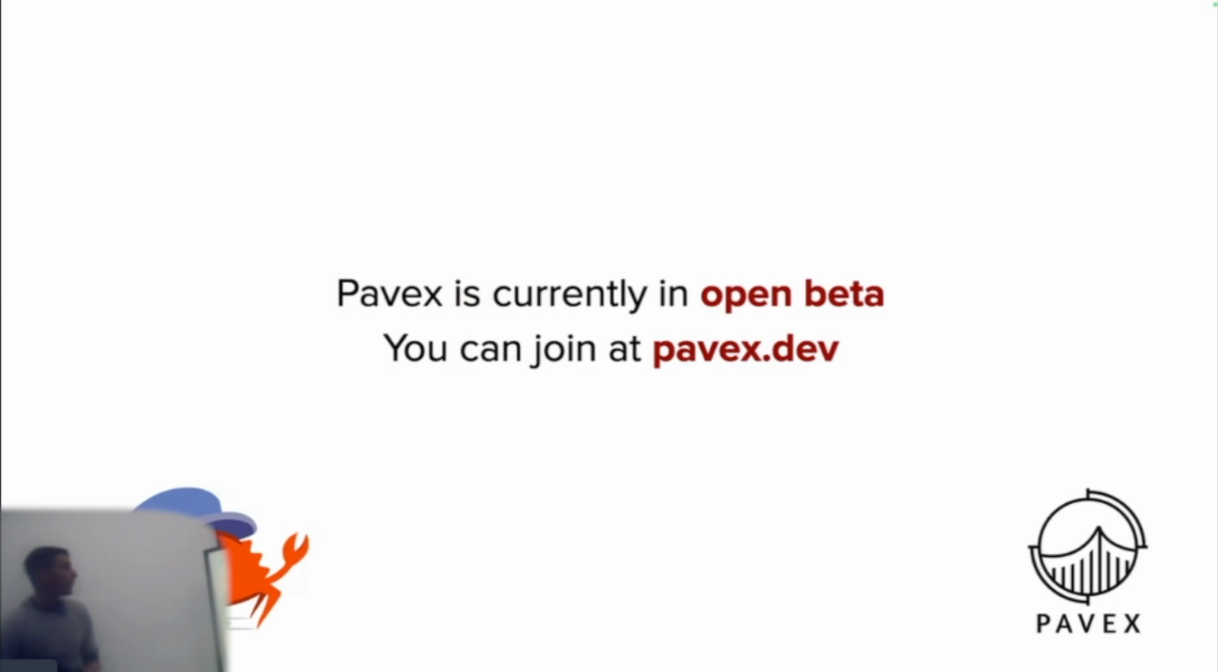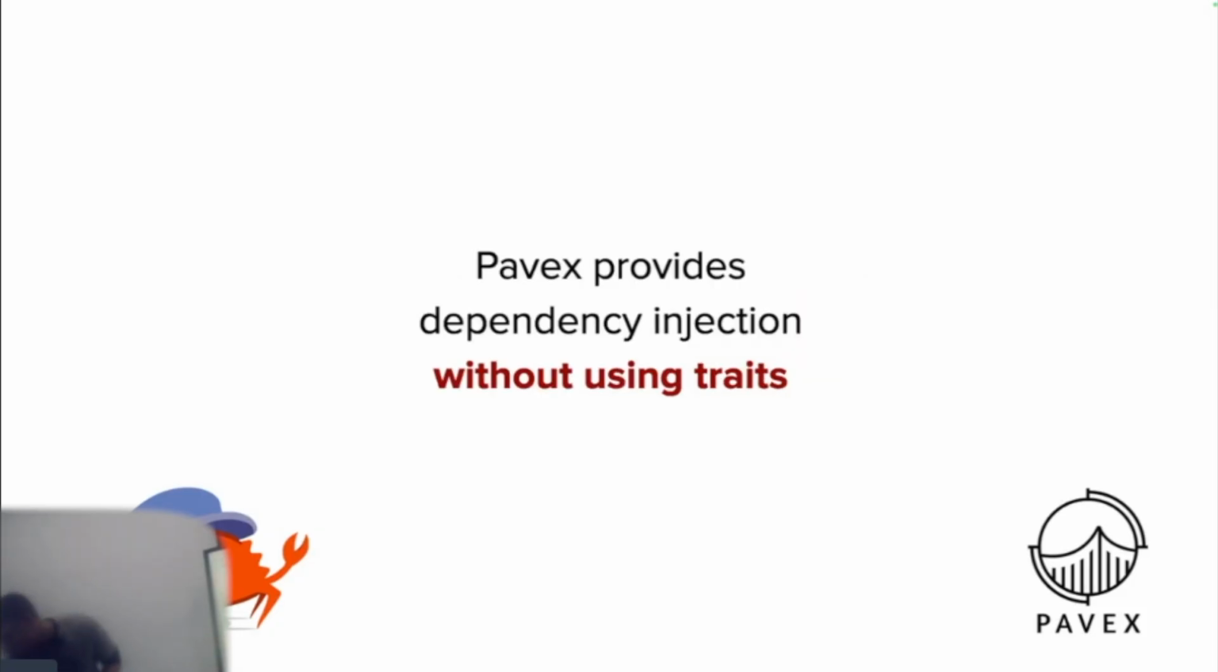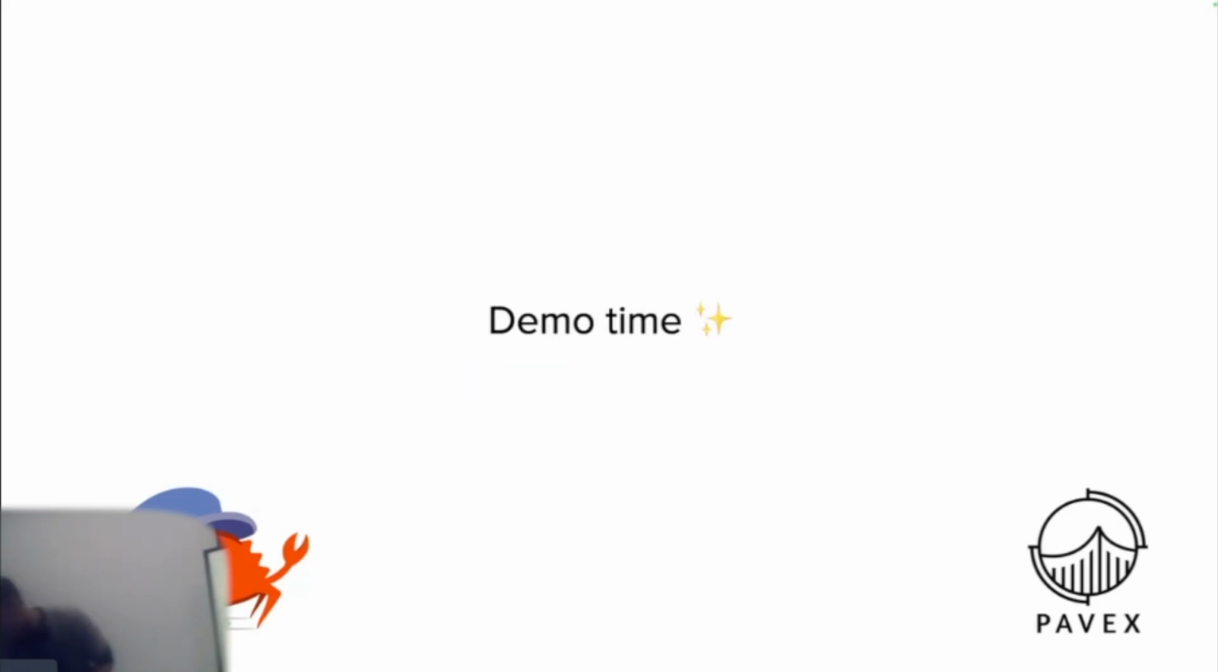If you never heard about it, that's good. It's because it was in closed beta. It's still in beta, but now the beta is open. So if you want to try it out, you can. It's on pavex.dev. And Pavex does provide dependency injection, hence this talk, but we don't do it with traits. So we do it with a slightly different system, and we're going to look into that.